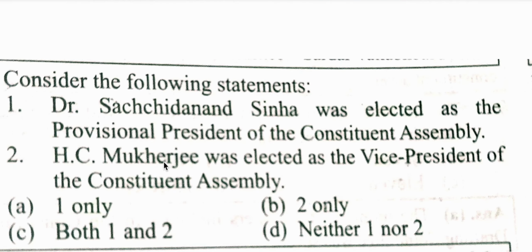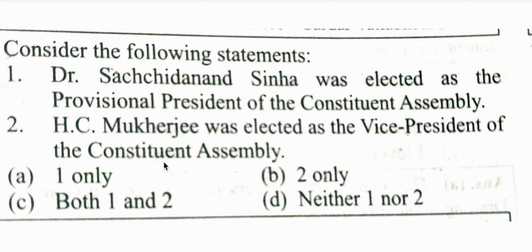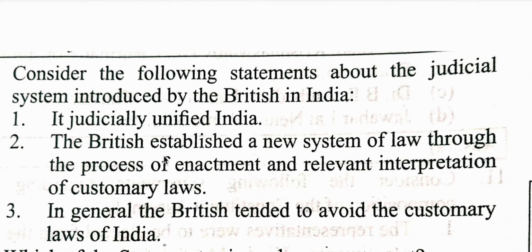13th question, consider the following statements. First statement is Dr. Sachidanand Sinha was elected as the provisional president of the Constituent Assembly. Second statement, H.C. Mukherjee was elected as the vice president of the Constituent Assembly. So here options are given. So option C is the correct answer. Both these statements are correct.